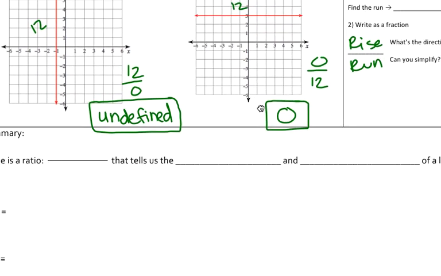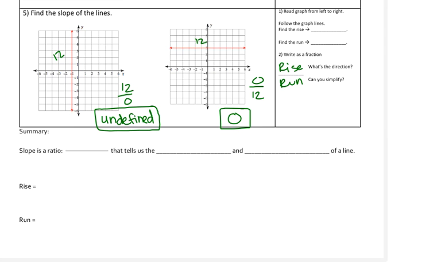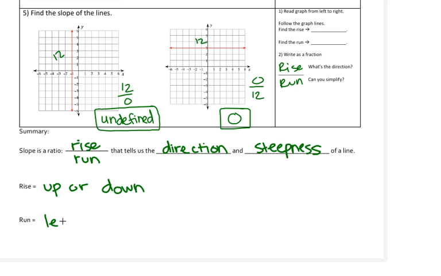All right, so slope is a ratio that tells us the rise over the run. So it's a ratio like that. And it tells us the direction, so which way is it headed, and the steepness. So how far up and over do we have to be moving? Okay, remember rise is the up or down, and the run is the left or right. So rise goes up and down, run is left and right. All right, that is it.